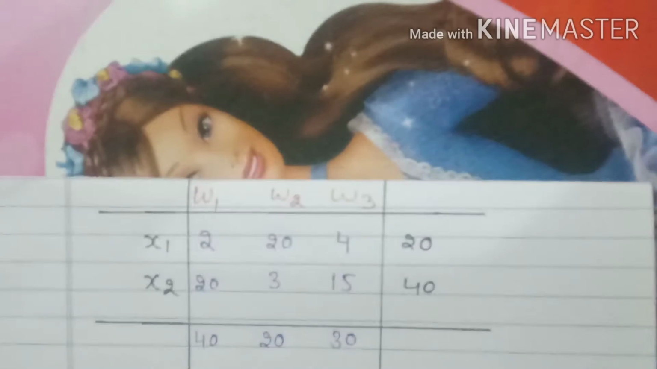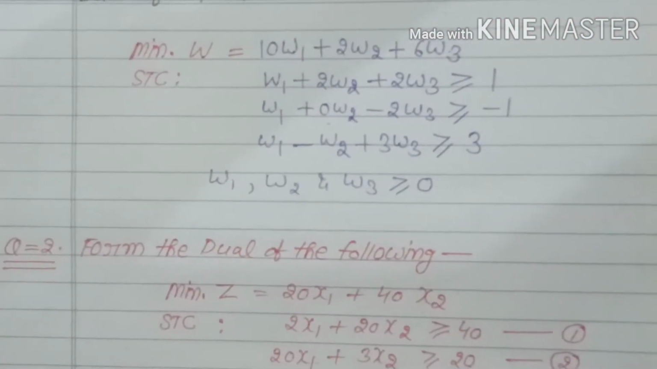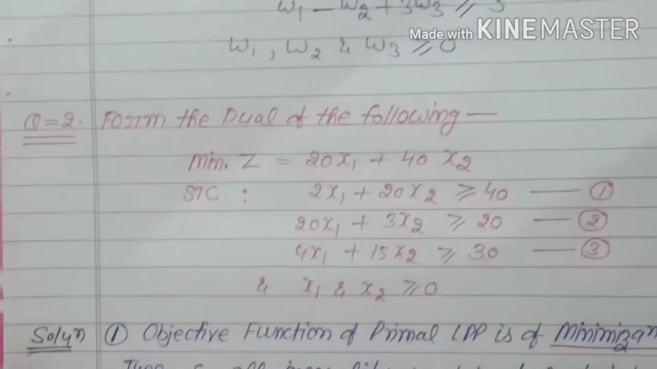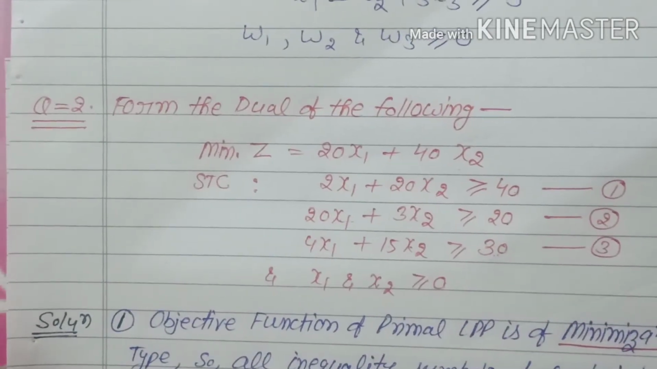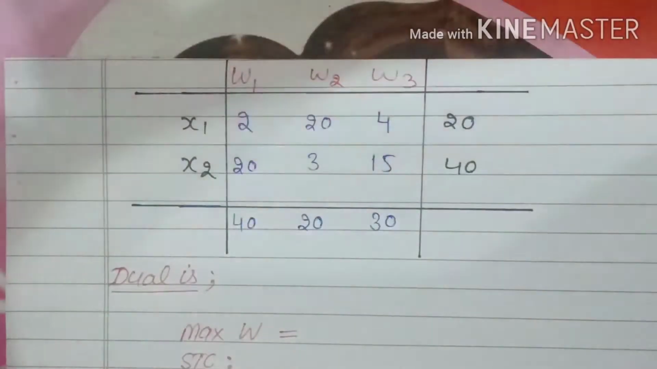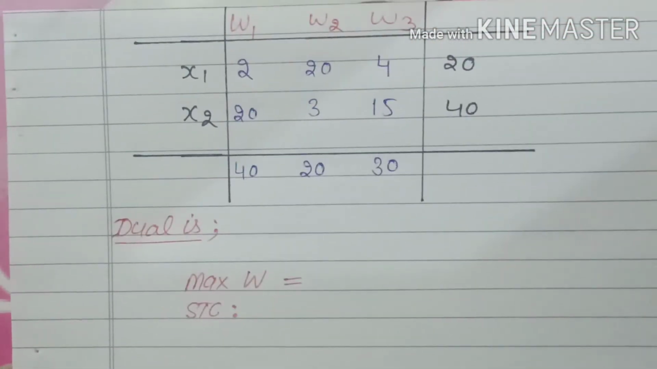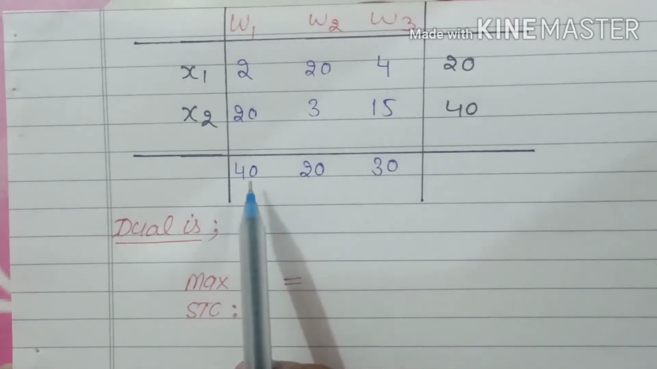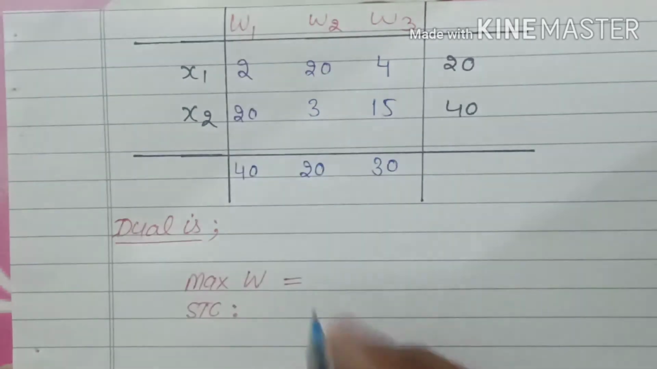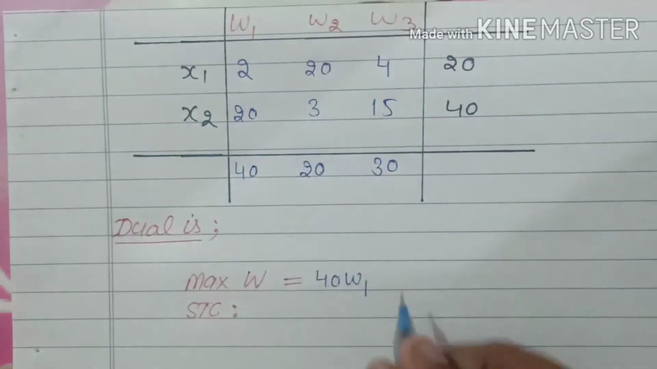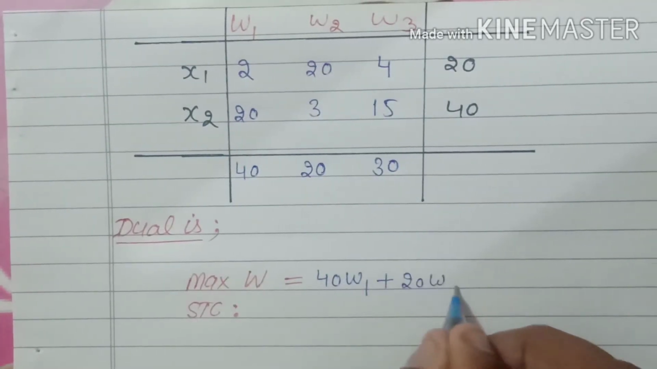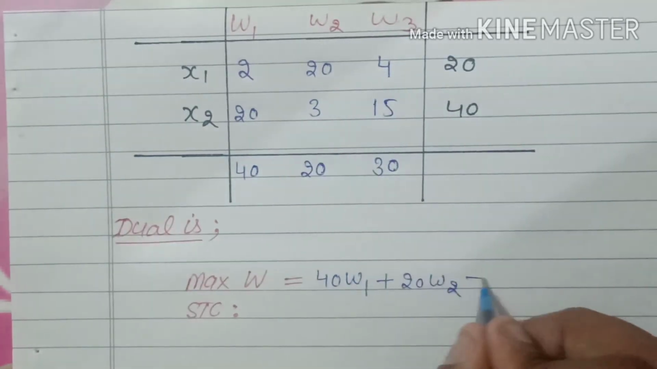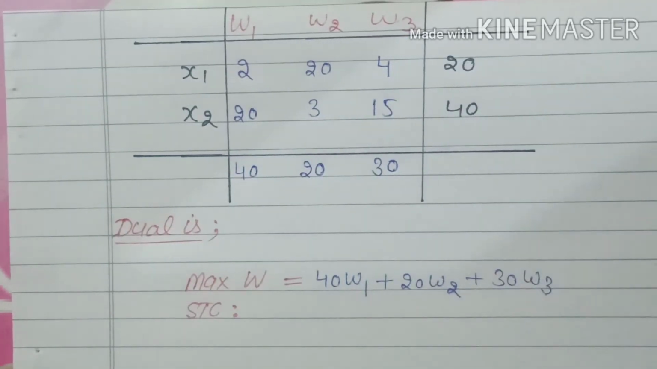Here you will see that in the initial question the objective function is of minimization type, so in the dual this will be of maximization type. So the objective function will now become max w. Now let us write the value of this objective function. For writing this, multiply this 40 with w1, so 40 w1, then multiply this 20 with w2, 20 w2, then multiply this 30 with w3. So this is the objective function.